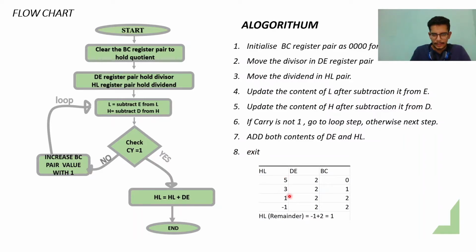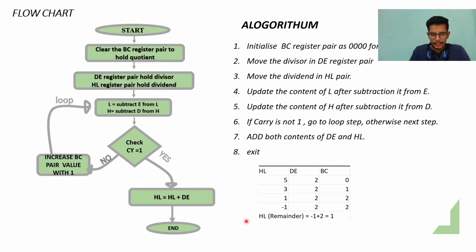the DE content here, 2 from 1, which will give -1, but we will see that there is a carry involved in this subtraction because it is lesser than this. So we will not go to this loop again, we will come out of the loop and the BC register pair will hold 2 only.